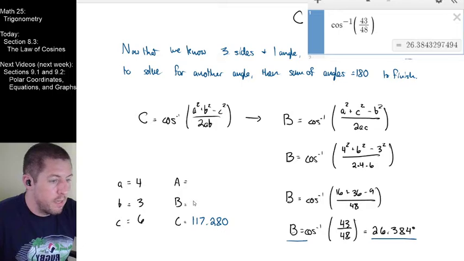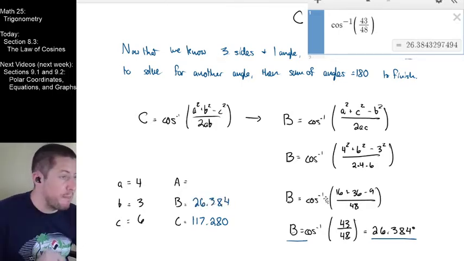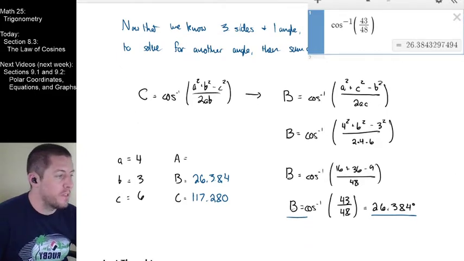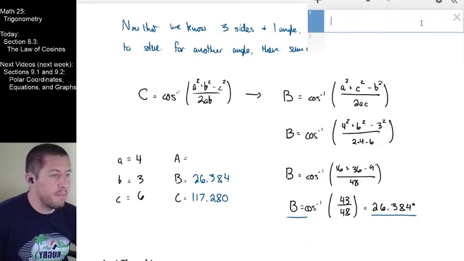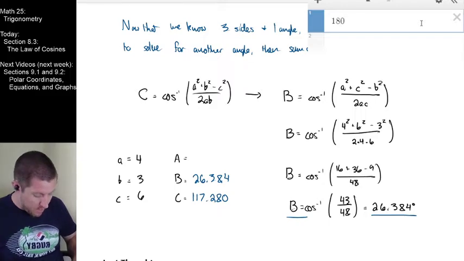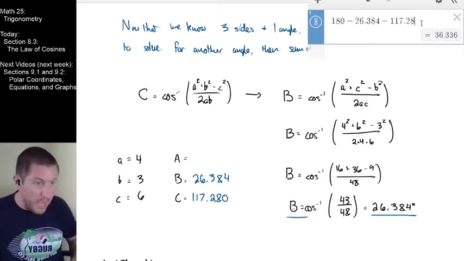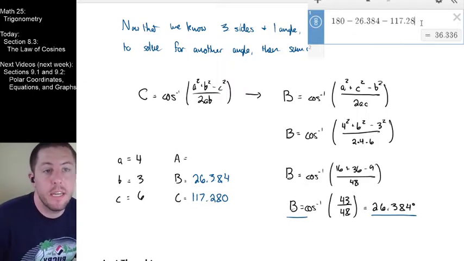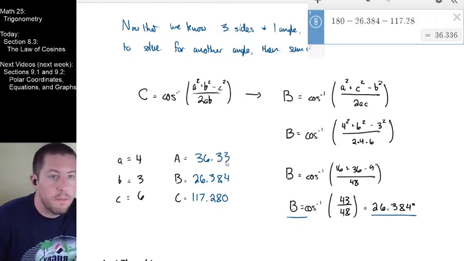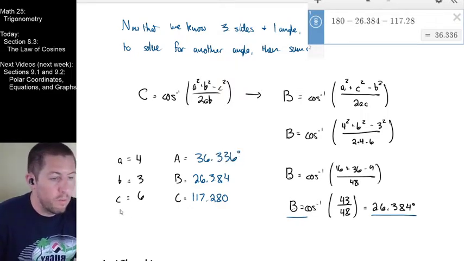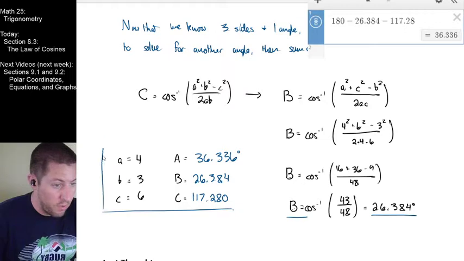We just found B to be 26.384. And so as my final step now, we're just going to add up to 180. So I'm going to come over to Desmos here, and I'm just going to do 180 minus 26.384 minus 117.28. And that's telling me 36.336 is the last angle. And so we've got our overall triangle solved for right here.